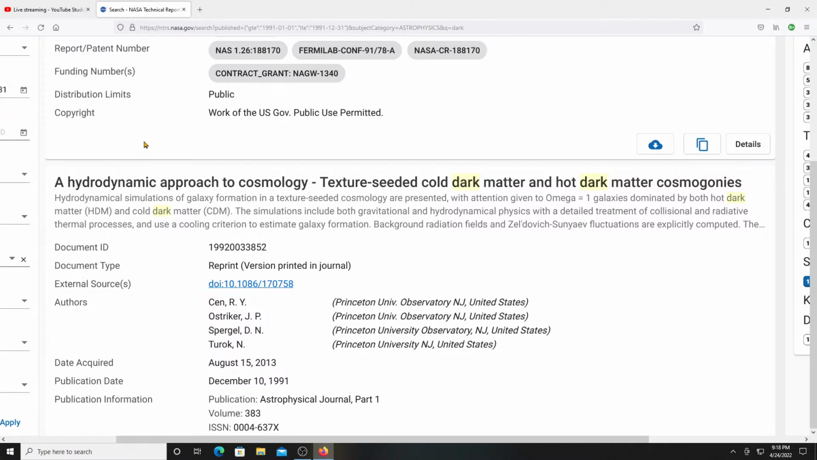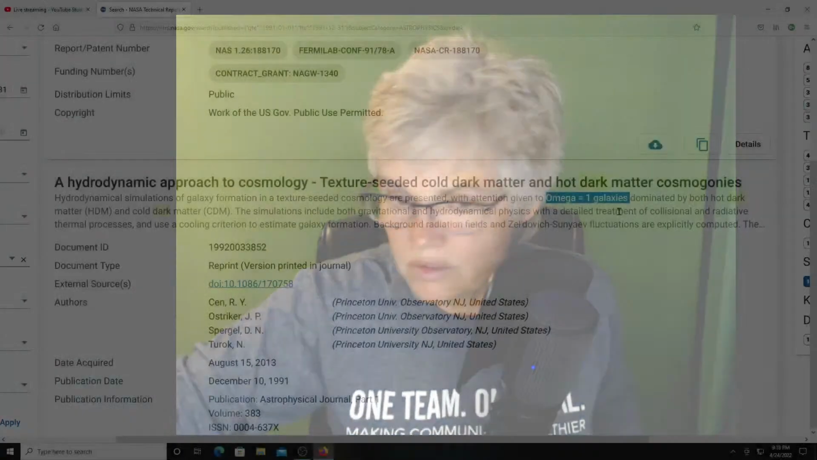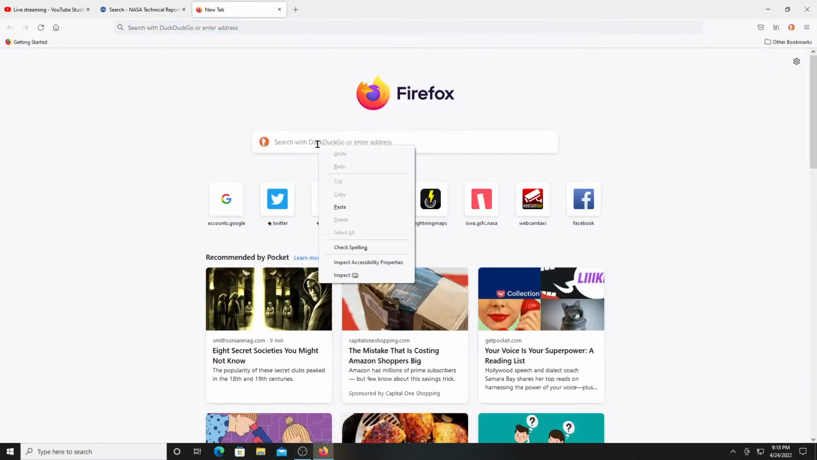Hydrodynamical simulations of the galaxy formation in a texture-seeded cosmology are presented with attention given to omega-1 galaxies. What would be an omega-1 galaxy, you all? That's really interesting. I wonder what an omega-1 galaxy is, because they say they're dominated by both hot dark matter and cold dark matter. An omega-1 galaxy, you all. That's really interesting right there. So yeah, let's look at this omega-1 galaxy. What is an omega-1 galaxy? So we're going to see it.